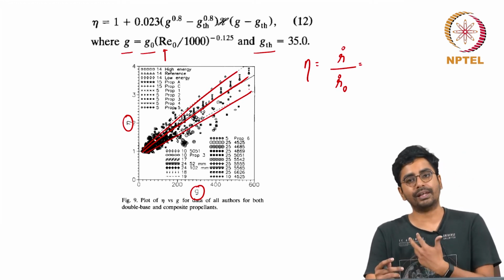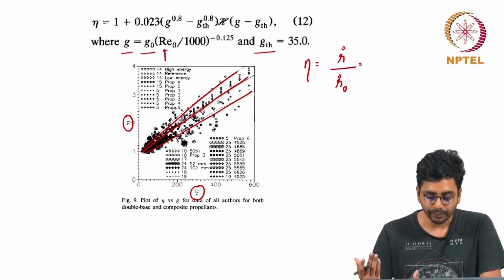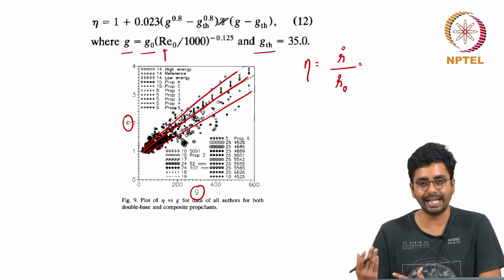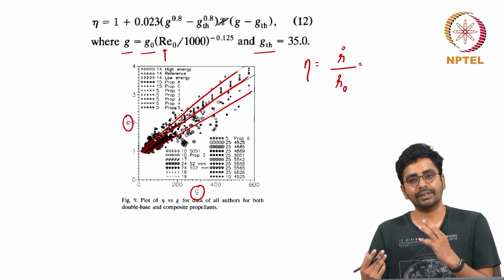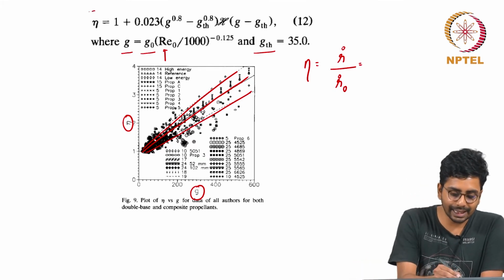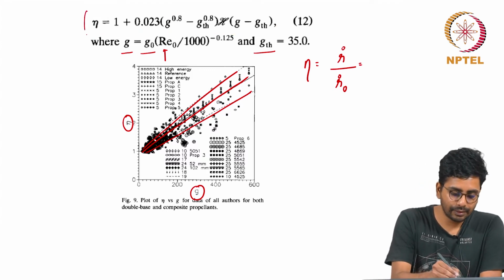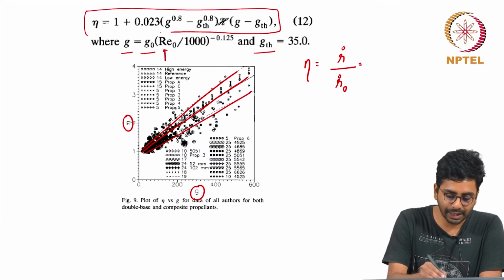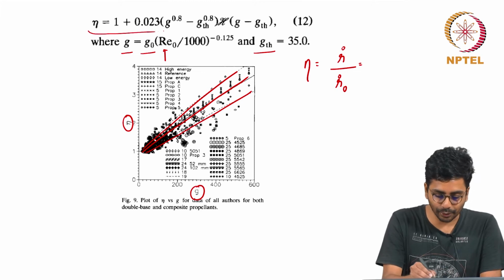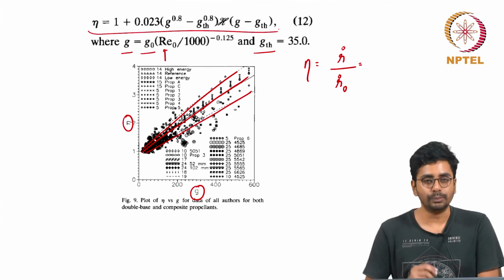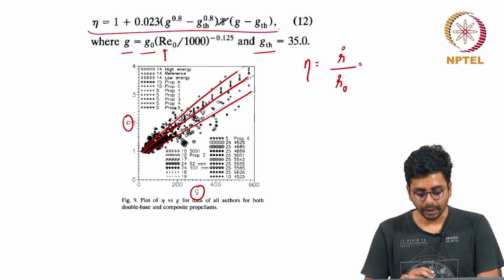This is data from several sources for different kinds of propellants using different kinds of ingredients, and irrespective of all these variations, when expressed as eta versus G, all data falls within a very narrow band, and this equation is a good fit for this behavior. For some reason I am not able to draw the box, but this equation is a good fit for this variation. What is the conclusion? The conclusion is very simple.